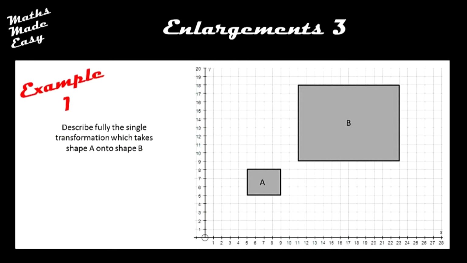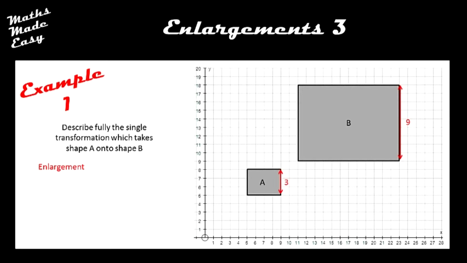Okay, let's get started. So in this example, I need to describe fully the single transformation which takes shape A onto shape B. Now to do this, I'm going to need to first of all look at the problem and see if I can decide which of the 4 types of transformation has occurred. Is it a translation, a rotation, a reflection, or an enlargement? Hopefully you can see that shape B is an enlarged version of shape A. So the first thing I'm going to say is that this is an enlargement.